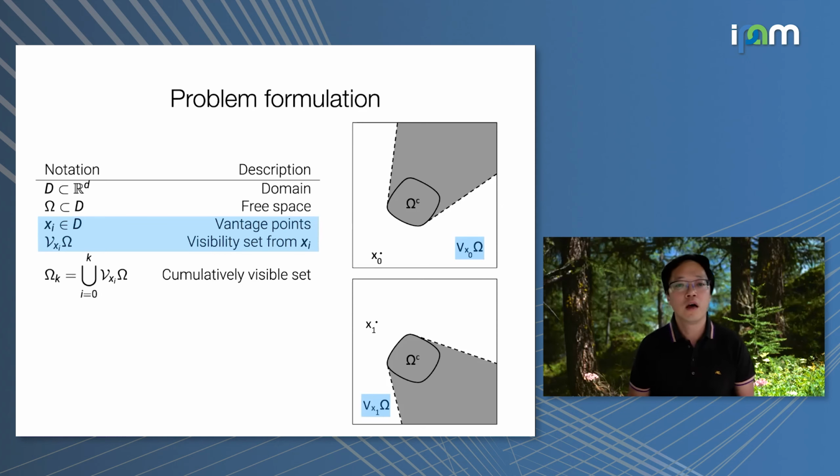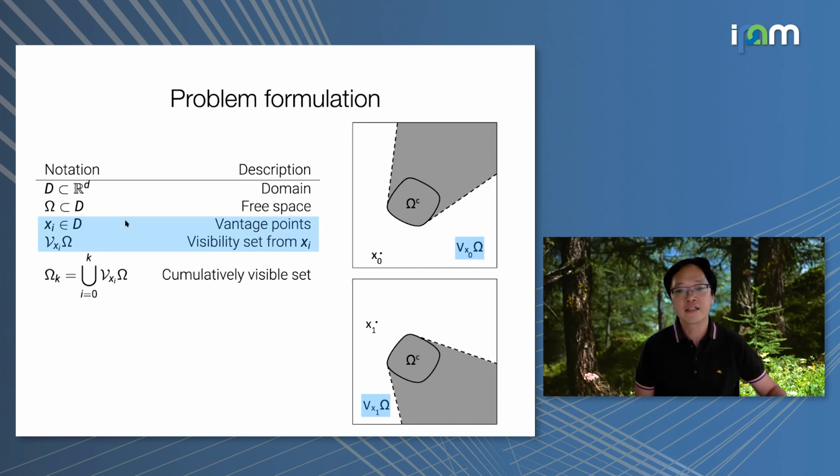So here's a more mathematical problem formulation. I will go through some notation, which hopefully will help me describe the problem and set up the algorithms. We're working in a bounded domain, denoted by D. There are obstacles in this domain D. And we denote in this talk by omega the free space, the space away from these obstacles, where the moving agents can move around freely.